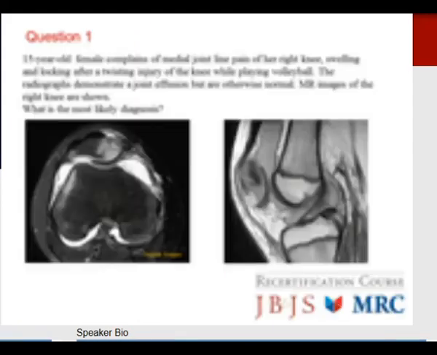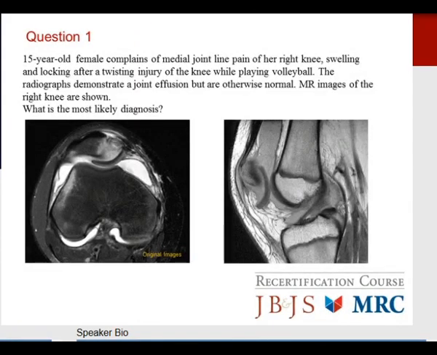Okay, now we're just going to go through a couple questions just to show you some examples of what you might face as far as MR imaging examples. And so this is question number one. A 15-year-old female complains of medial joint line pain of the right knee, swelling and locking after a twisting type injury of the knee while playing volleyball. The radiographs demonstrate a large joint effusion but are otherwise unremarkable. MR images are shown below. What is the most likely diagnosis?